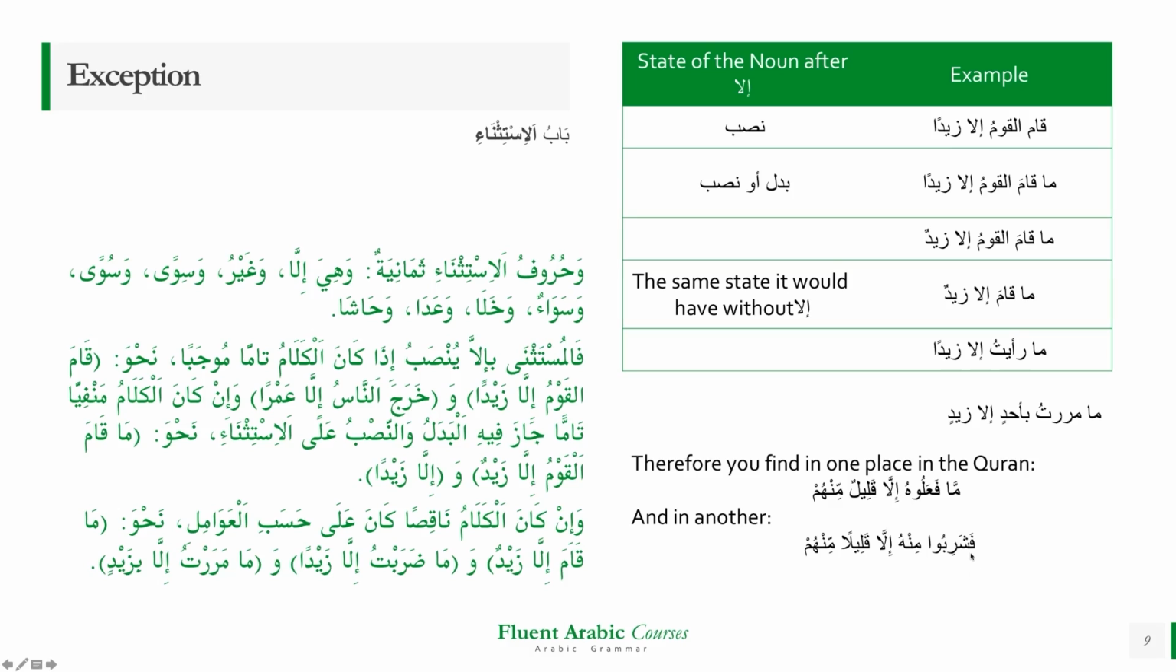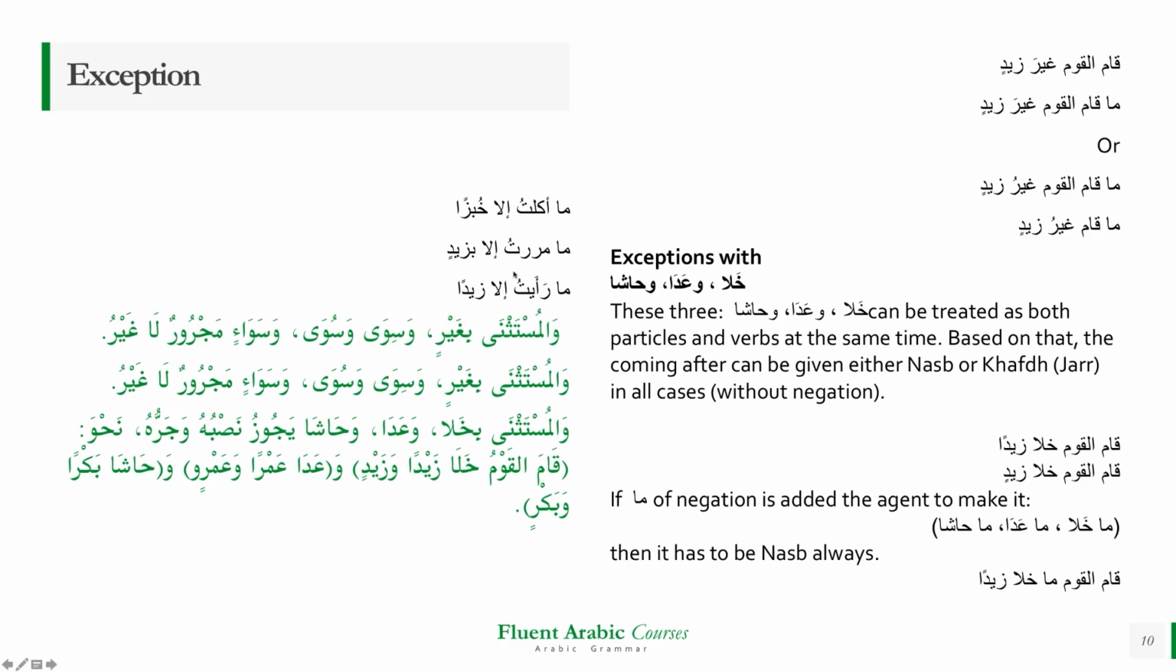The second example, Allah says فَشَرِبُوا مِنْهُ إِلَّا قَلِيلًا مِنْهُمْ. Qalilan because it is treated as the noun of illa. So it is in the state of nasb. ما أكلت إلا خبزا. ما مررت إلا بزيد. ما رأيت إلا زيدا. The last two examples, the sentence is incomplete.